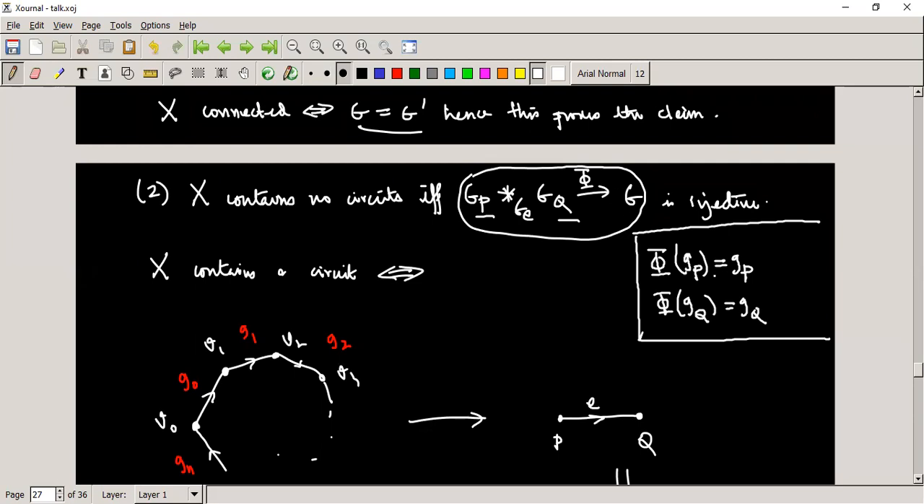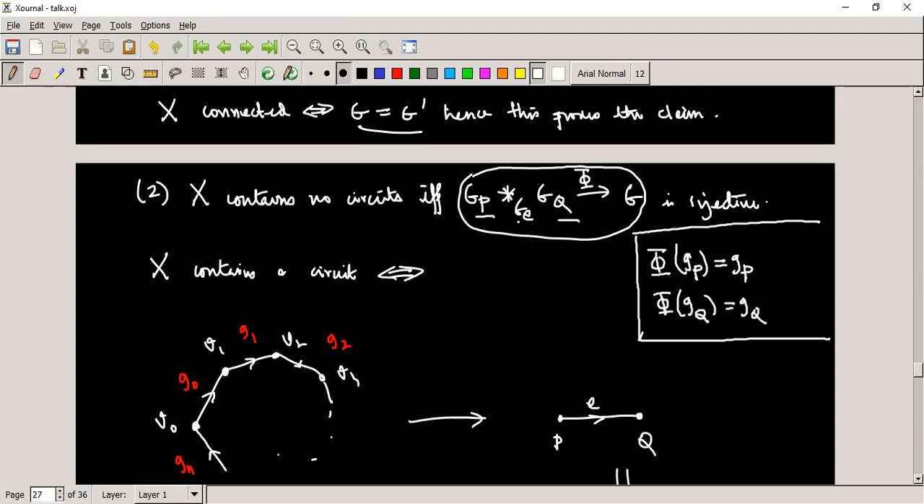But what can happen is that this map need not be injective or surjective for that matter. But it is surjective, because part one implies that X is connected, because G is generated by GP and GQ. So it may not be injective. It can be zero. There can be more relations here than just these relations, because this is the largest group given by gluing GP and GQ along GE, right?